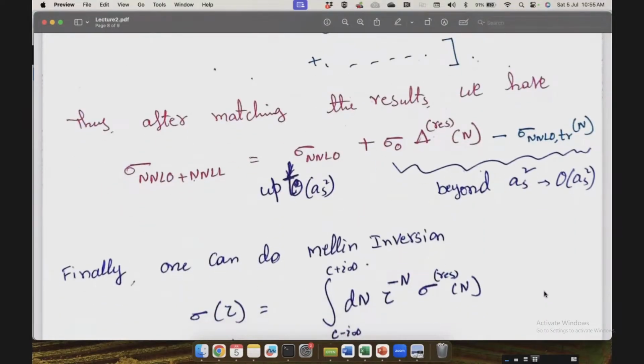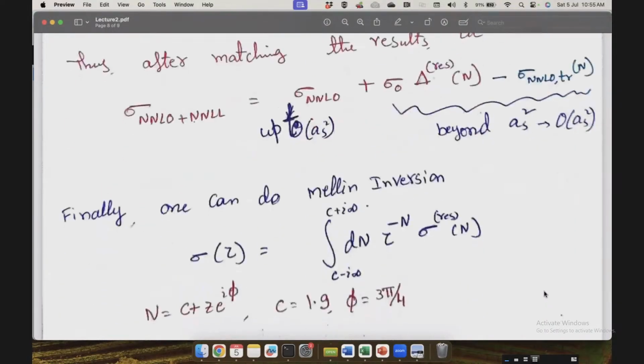And finally, there's only one last concept: what we can do is a Mellin inversion. Now I have all the results in the n space. This is what I call the final result. Let me call this sigma N squared L of fixed order results, and I have done up to the N squared L resummation. This entire quantity, which is available in the n space, I do the Mellin inversion.